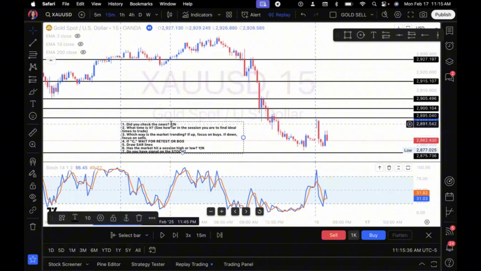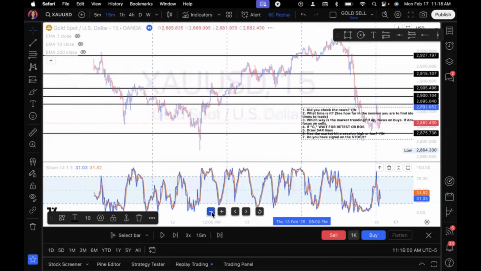So we did check the news last night, and there was nothing alarming for this asset. The time was around 7:20 p.m. So the market had only been open for 2 hours. Now, a question we asked ourselves was, is the market trending up or down? If it's trending up, we want to focus on buys. If it's trending down, we want to focus on sells.